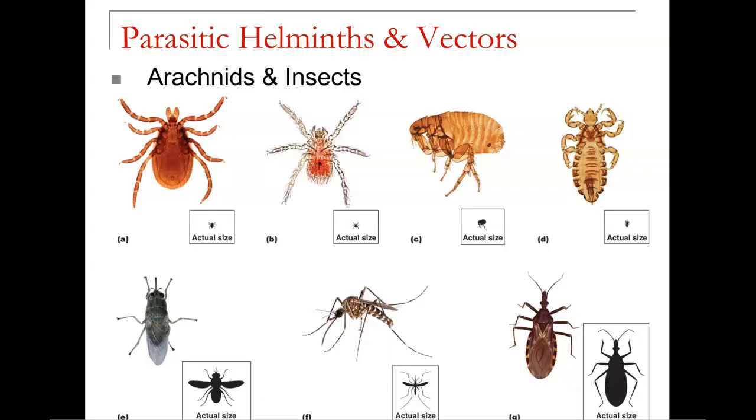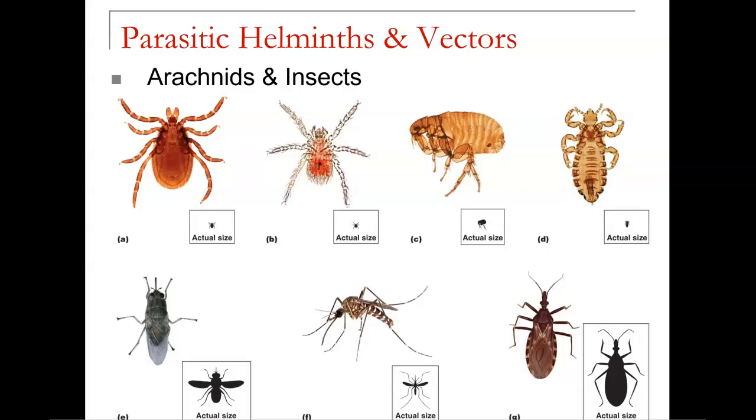Ticks are going to be serving as vectors for bacterial, viral, and protozoan disease. They cause things like Lyme disease, Rocky Mountain spotted fever, relapsing fever, tick-borne encephalitis, and even more common now, we have things like alpha-gal. Mites are going to transmit things like rickettsialpox and scrub typhus.